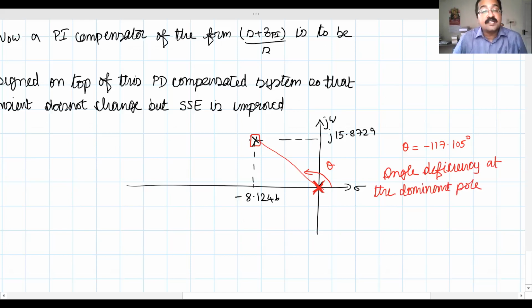Angle deficiency, so already it is on the root locus, right? So this angle has to be cancelled. So how much is the angle deficiency? Angle deficiency is plus 117.105 degree. It's already on the root locus because we have designed a PD compensator so that the root locus will pass through this particular desired dominant pole. So already the angle is plus or minus 180 degree. That should not be changed. So that means this minus 117.105, which resulted out of the compensator pole at the origin, has to be cancelled by the compensator 0. So the angle deficiency at the dominant pole is plus 117.105.